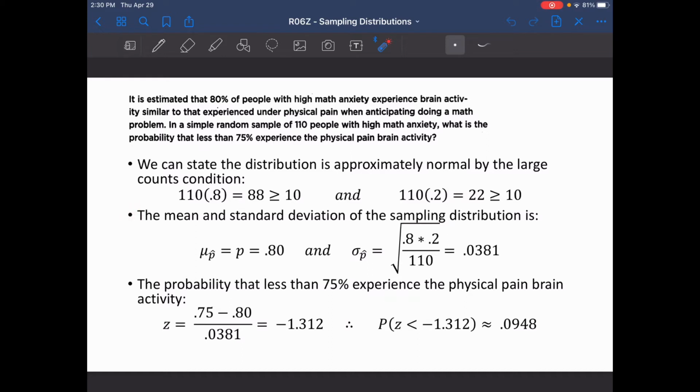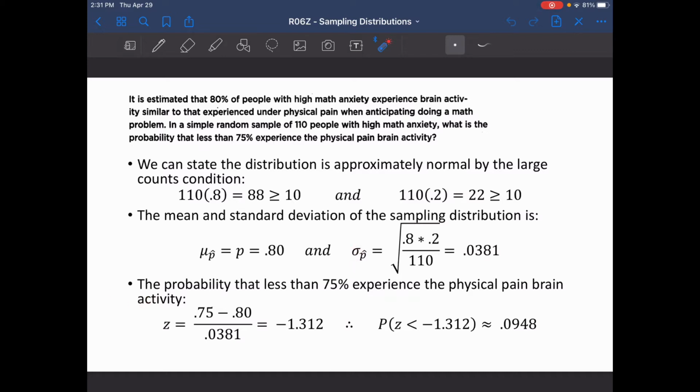Next, we need to find our mean and standard deviation for this sampling distribution. And so again, our mean for this proportion, or the sample proportion, is just the same as the population proportion, which is 0.8. And our standard deviation is going to be the square root of 0.8 times 0.2 divided by the total number in our sample, because that's the proportion for success and the proportion for failure. We take the square root of that, and that gives us 0.0381. So that's our sample standard deviation for this proportion.